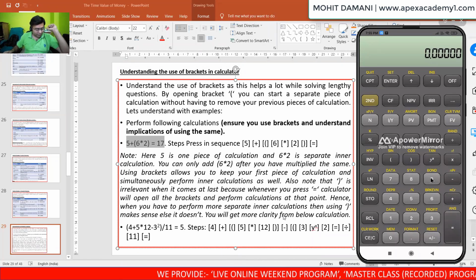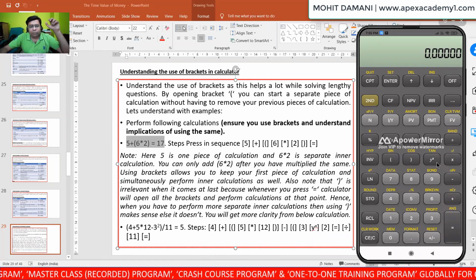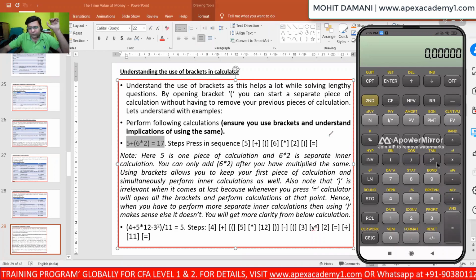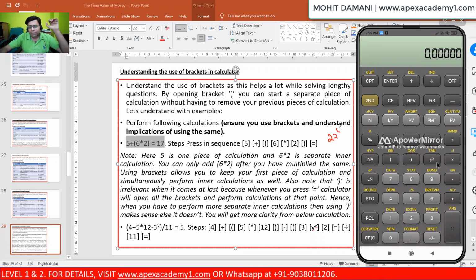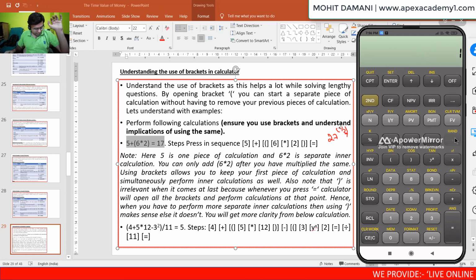The advantage of this is that suppose I ask you to calculate 27 power 1 by 3. In a normal calculator it cannot be done, but here what you will plug in is 27, then you press the y to the power x button, and in that you can enter power 1 by 3. How? You put in bracket 1 divided by 3, equals, and see, you get a 3.